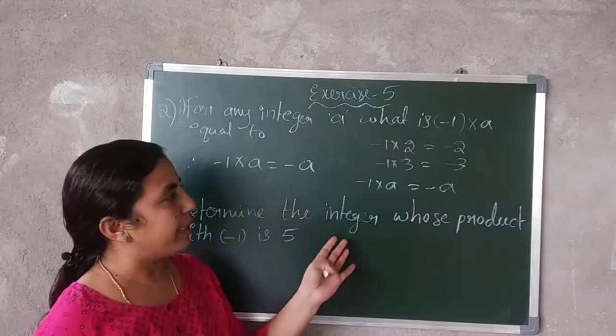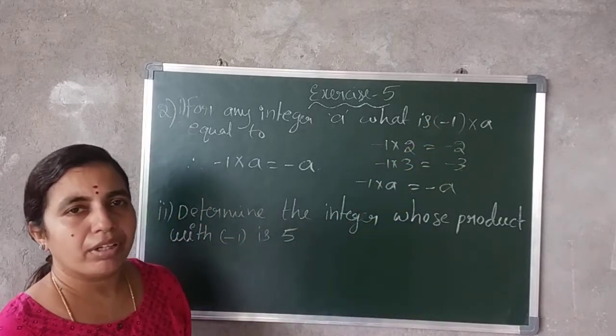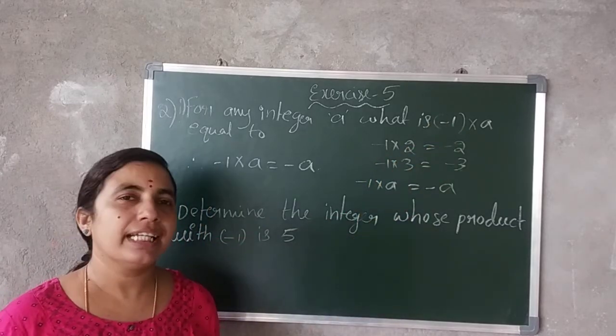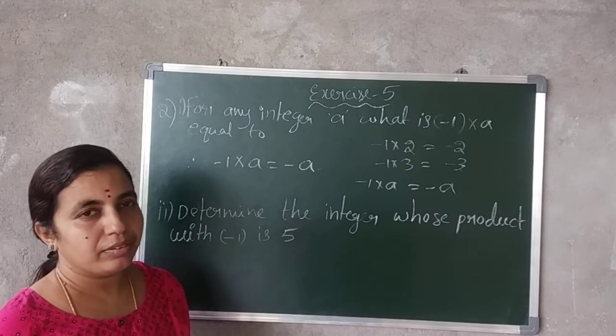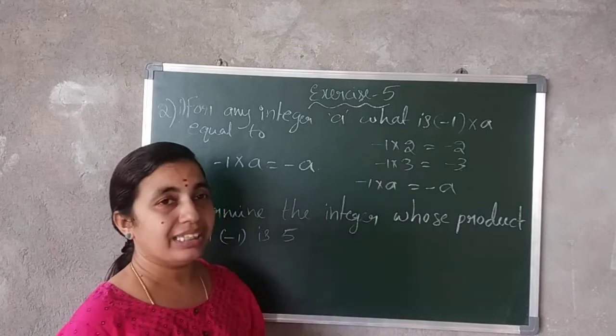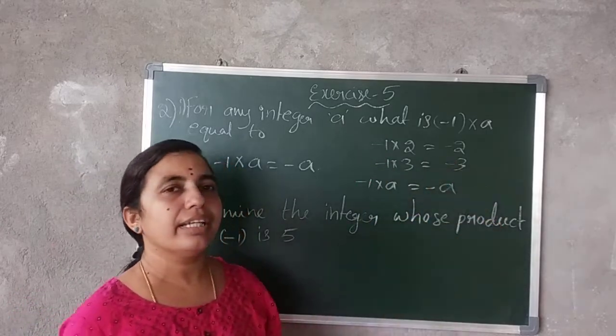So simply we are multiplying with one negative number, 1 with 1. 1 is a multiplicative identity. When you multiply with 1, you will get the same answer. But here we are taking minus 1, so you will get minus that number.